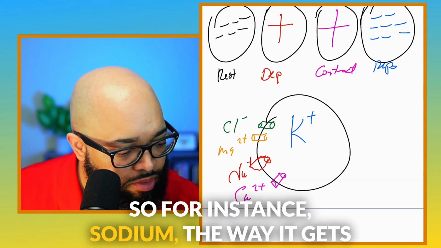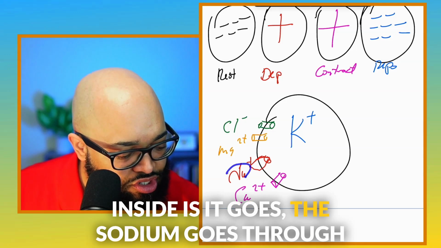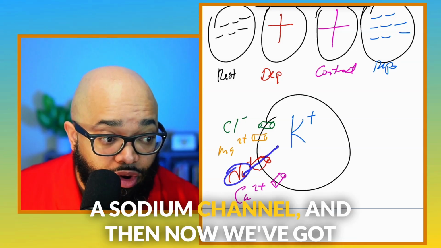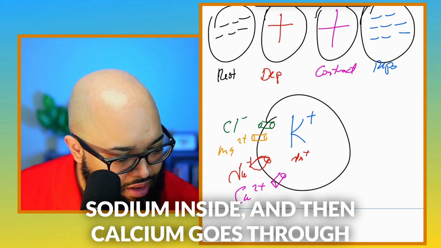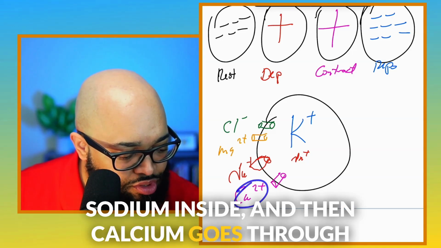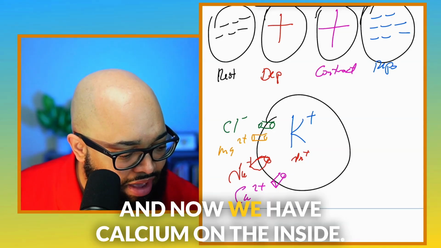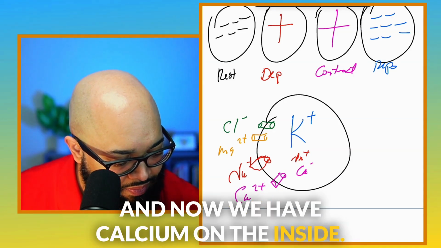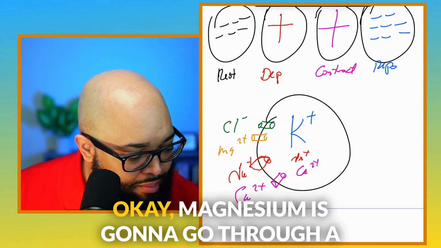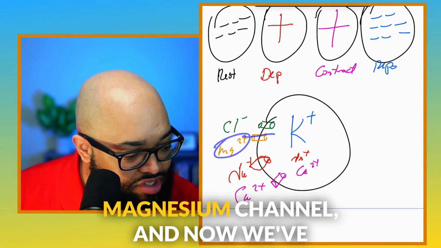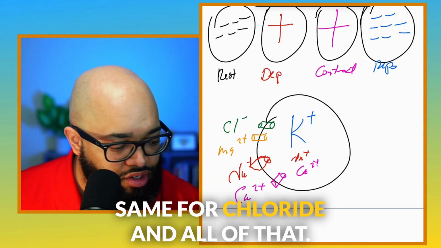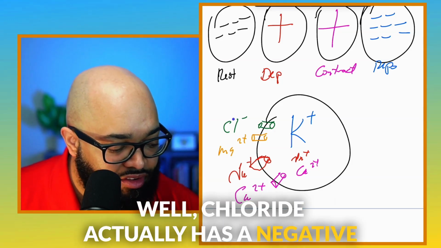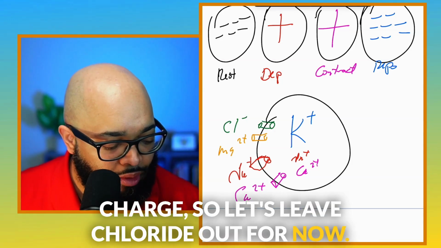So, for instance, sodium, the way it gets inside is the sodium goes through a sodium channel. And now we've got sodium inside. And then calcium goes through a calcium channel, and now we have calcium on the inside. Magnesium is going to go through a magnesium channel, and now we've got magnesium on the inside. Same for chloride and all of that. Well, chloride actually has a negative charge, so let's leave chloride out for now.